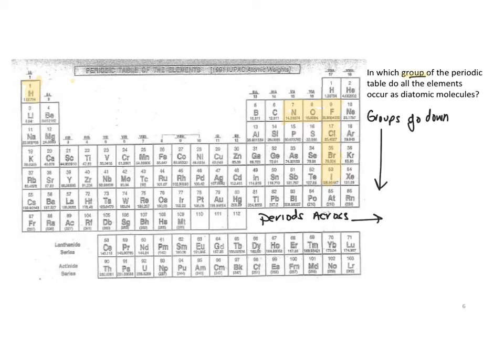And so which group? I don't include At in there. I think it's just huge. Anyway, this would be the halogens, and that is 7A.